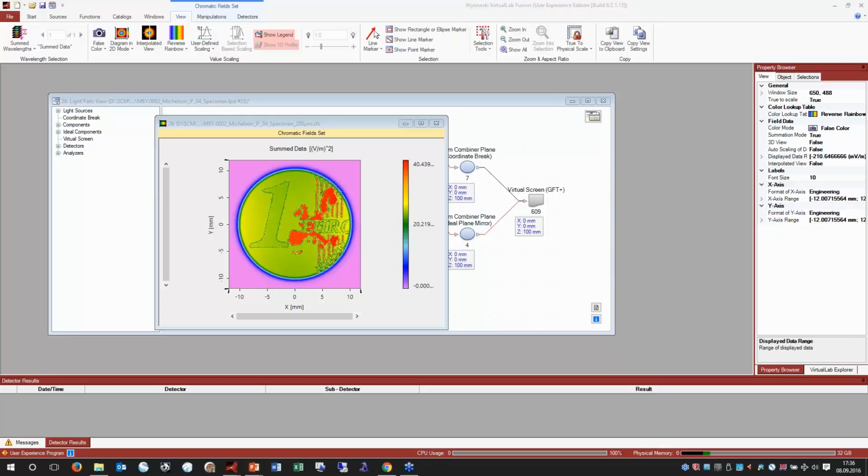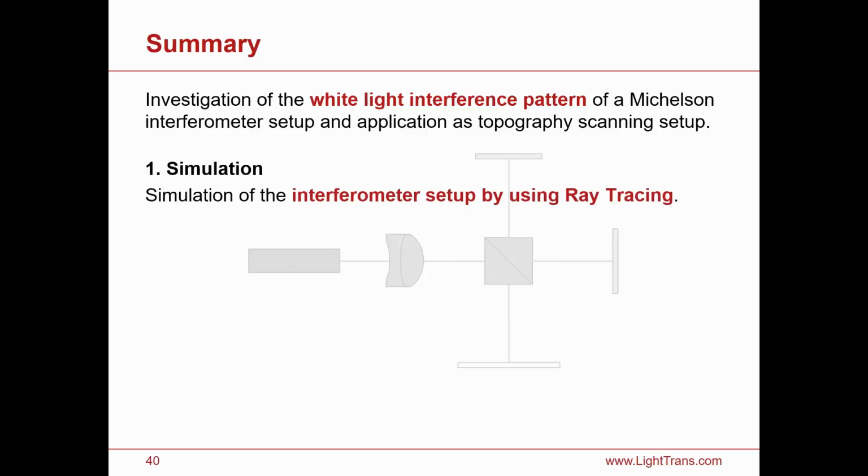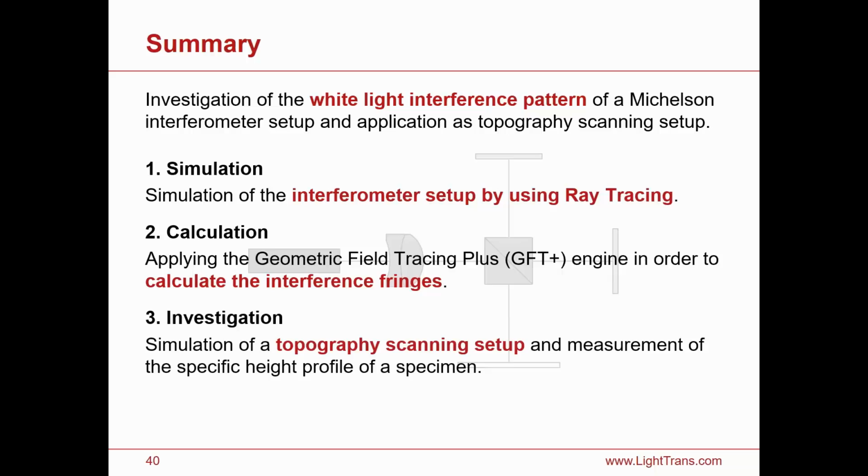Now to summarize the simulation of the Michelson interferometer, we used again ray tracing to set up our system to calculate the light propagation through the setup, and then we used field tracing again to simulate the interference fringes, to simulate coherence effects, and then we applied the setup to scan through the height levels of a sample to do a topography scan.